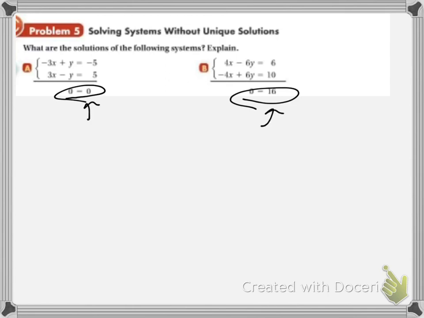If 0 equals 0, obviously that's true. Okay, so if that's the case, then it's an infinite number of solutions. Okay, infinite solutions. Okay, if 0 equals 16, well, obviously 0 doesn't equal 16, so no solution. Simple as that.